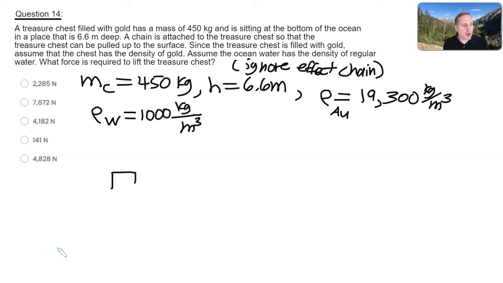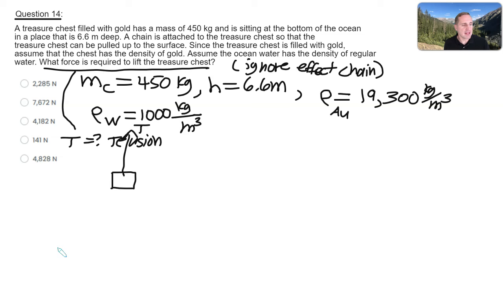Let's see what's going on with the treasure chest. Let's model the treasure chest like this. And hopefully you're aware that the force required to lift the treasure chest is like the tension. Okay, so this is tension, and the tension goes up like this. That's T. But the question is, what force or forces are also on this treasure chest? Well, it certainly has its own weight, so that's mg, okay? And then this is m subscript c, the mass of the chest times g. Remember, the chest is filled with gold.